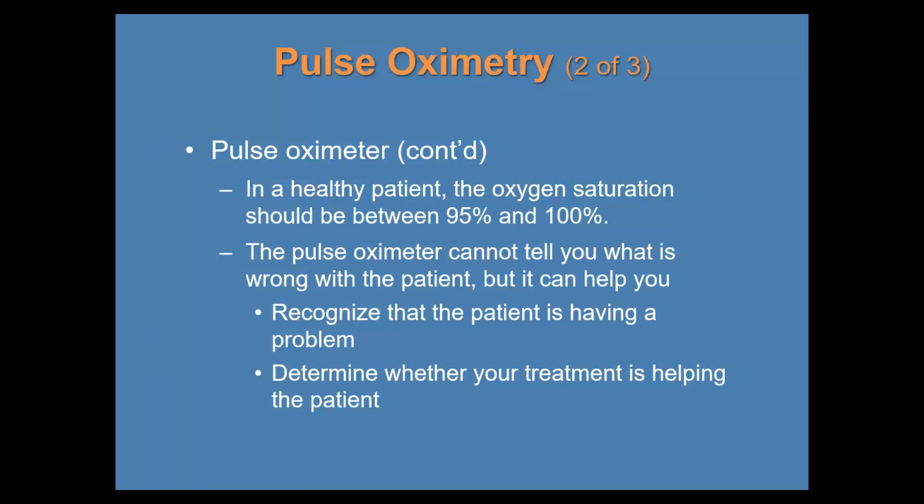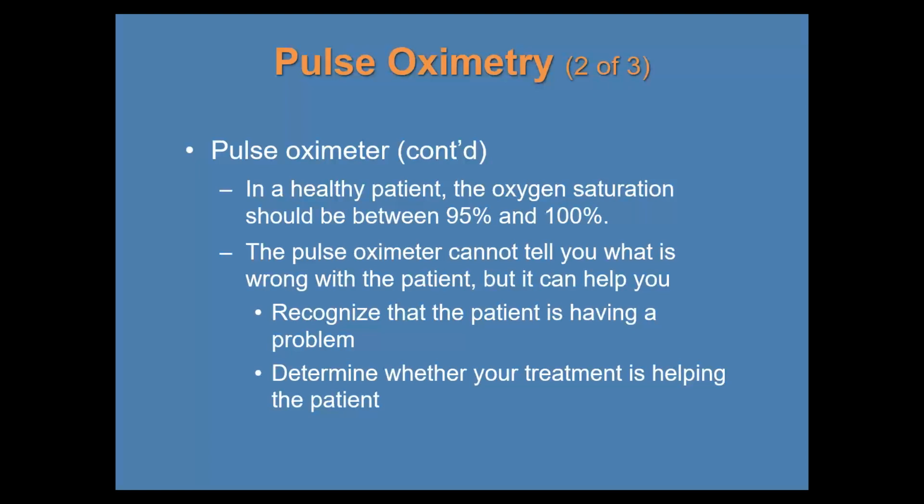In a healthy patient, oxygen saturation should be between 95 and 100%. And that's kind of what we're looking for. It can't tell you what is wrong with the patient. It's not going to give you a whole lot of diagnostic information. It's really just going to tell you what that oxygen saturation is and the pulse rate. And a lot of times it'll do that. That's pretty much the consistent thing with that.